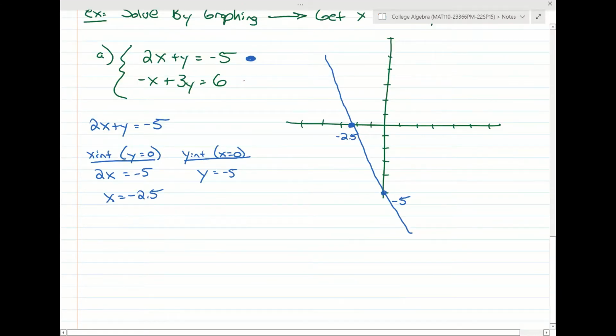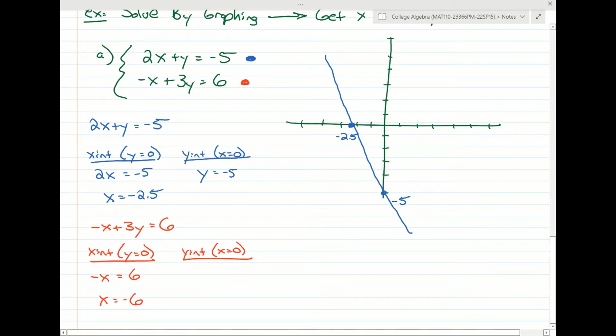For this next one, it's -x plus 3y is equal to 6. To get the x-intercept, we put 0 in for y. The y-intercept, we put 0 in for x. So -x plus 3 times 0 is equal to 6. X would be -6. -6, I'll just put a dot right over here.